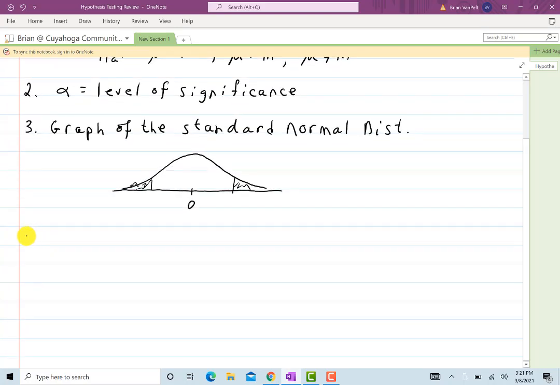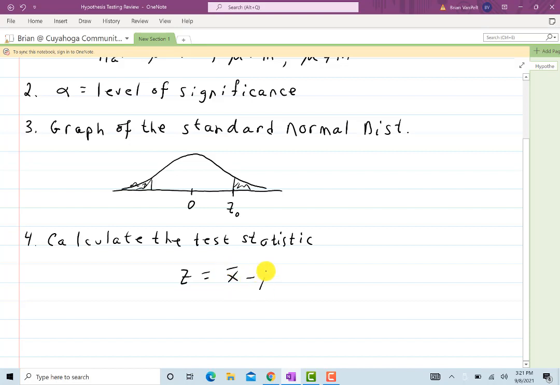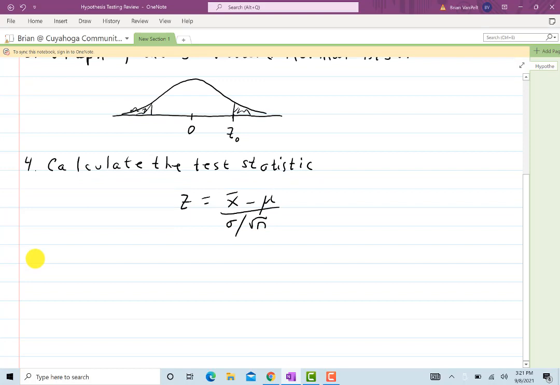Next, we'll be calculating the test statistic. And that's something that looks like this. The beginning of this region we'll call z sub 0. And for our z value, we'll do something like x bar minus mu divided by sigma over the square root of n. So this is why it's standardized, because of that. So you calculate that, and that will determine whether you're going to be in the shaded region or not.